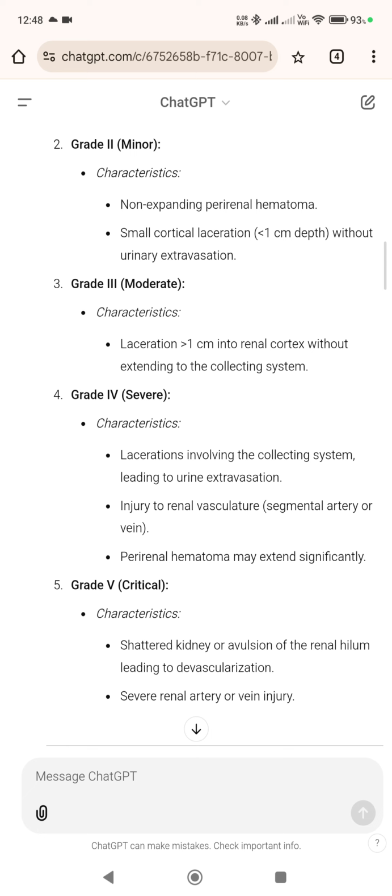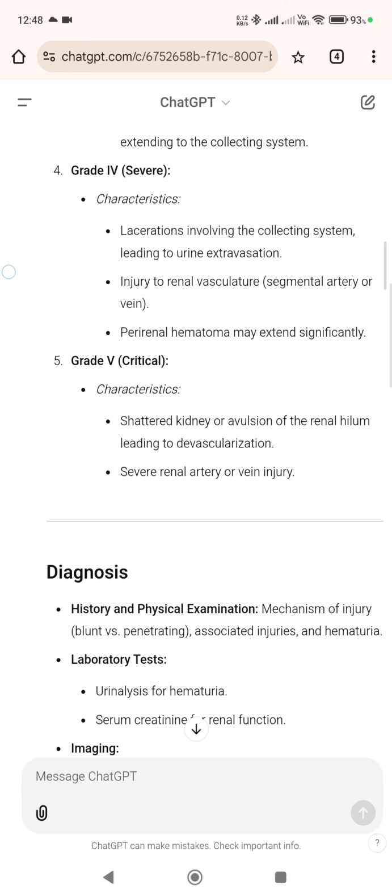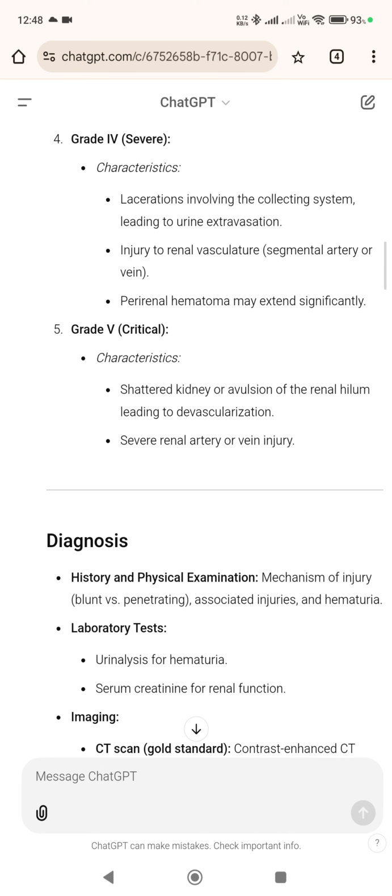3. Grade 3, moderate. Characteristics: laceration greater than 1 cm into renal cortex without extending to the collecting system. 4. Grade 4, severe. Characteristics: lacerations involving the collecting system leading to urine extravasation. Injury to renal vasculature, segmental artery or vein. Perirenal hematoma may extend significantly.